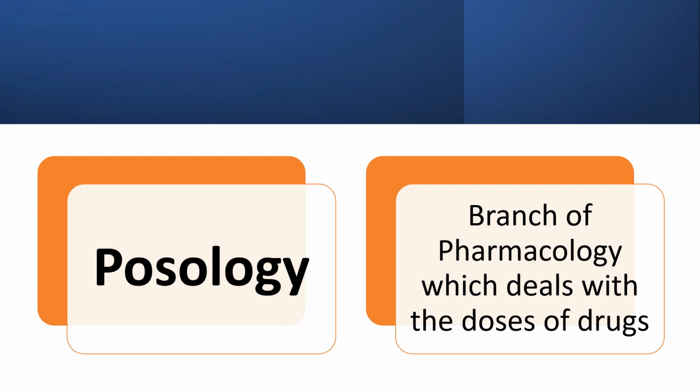The science of dosage, or posology, is a branch of pharmacology and therapeutics concerned with the treatment dosage or dosage regimen. It comes from the Greek word posos, which means how much, and logos means study. In simple words, you can say it is a branch of pharmacology that deals with the doses of drugs.